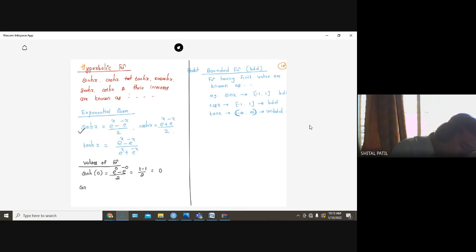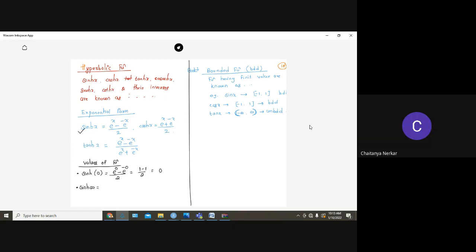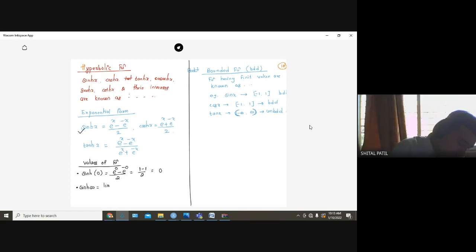How to find sine hyperbolic of infinity? Can anyone tell me? Limits. Very good. Limit, say x tends to infinity, of e raised to x minus e raised to minus x, divided by 2. Let's put it in. What is e raised to infinity? I am writing it directly: infinity. What is e raised to minus infinity? 0. Hope you know these formulas.